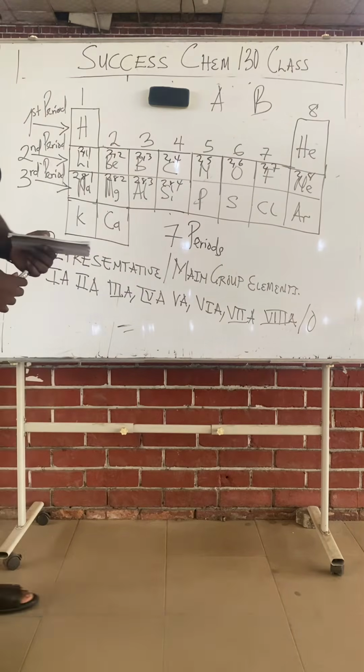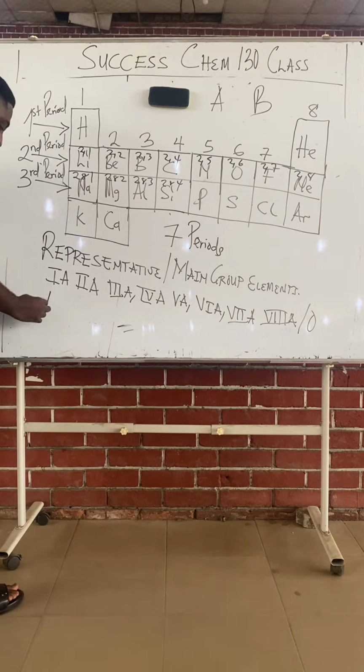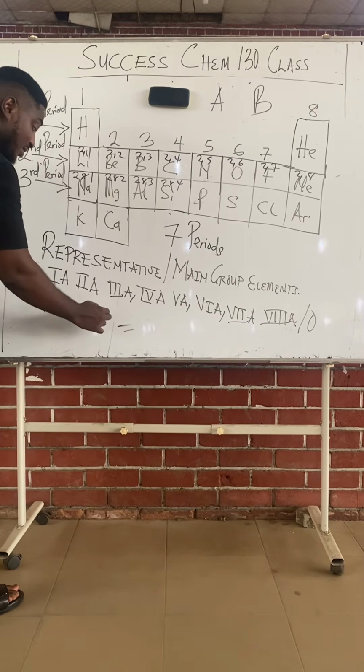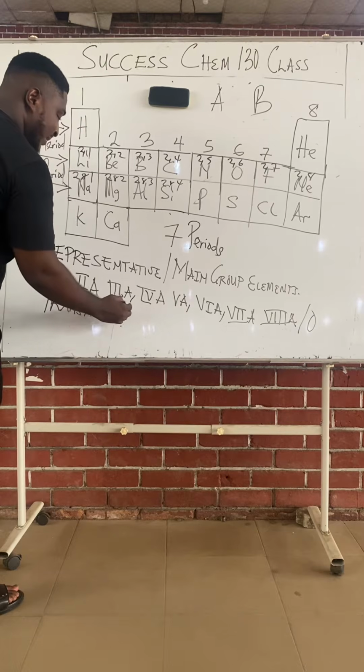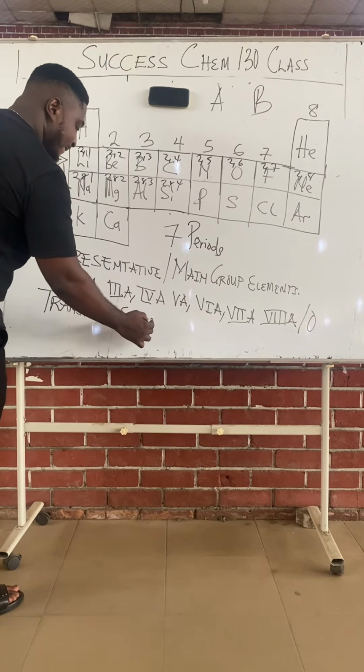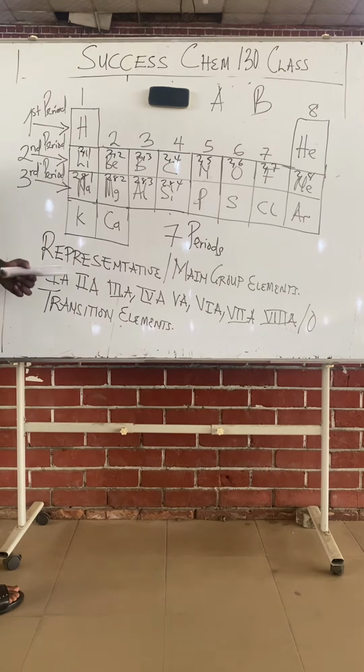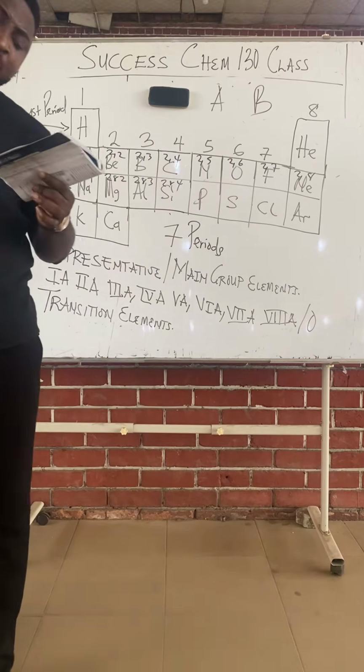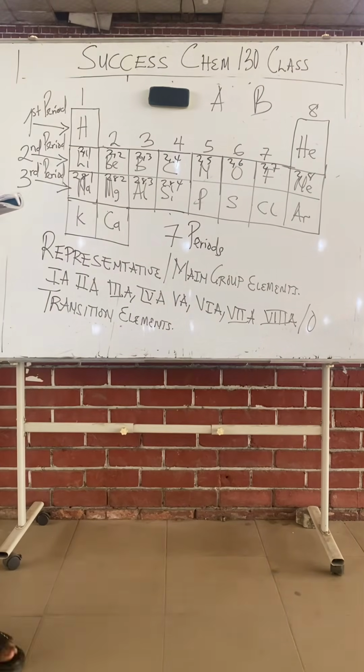Elements in subgroup B are called what? Transition. Elements in subgroup B are called transition elements.